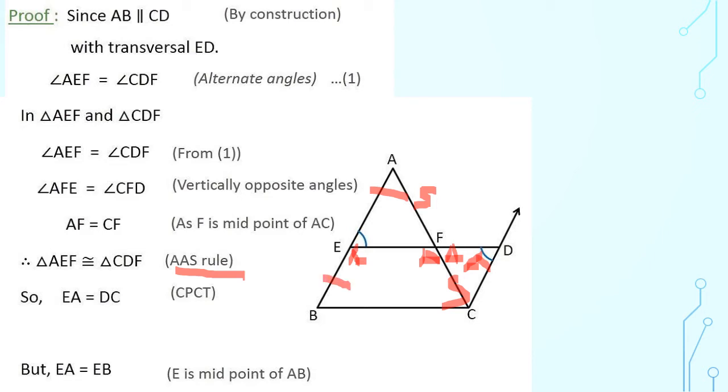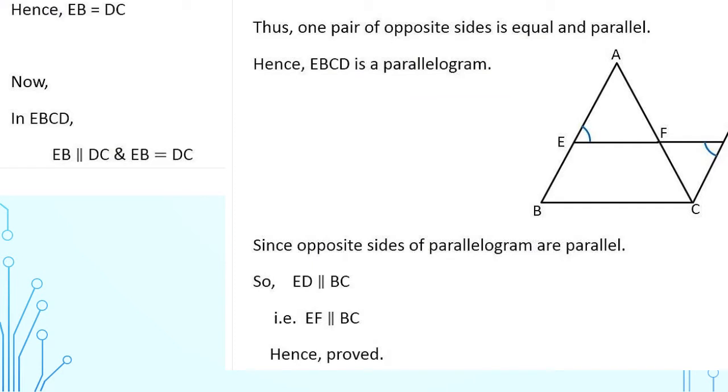But E is the midpoint of AB. So what? Now in EBCD, in this parallelogram here, this one we are talking of EBCD. EB is parallel to CD and EB is equal to CD. Thus, one pair of opposite sides is equal and parallel. Therefore, EBCD is a parallelogram.